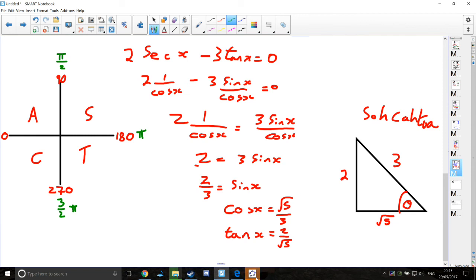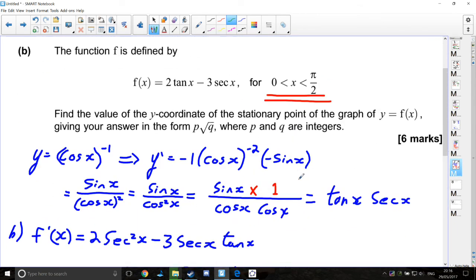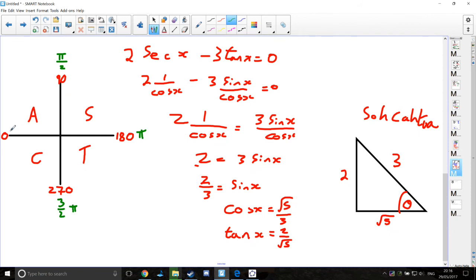So, go away. We've been told that x is between 0 and pi over 2. So, between 0 and pi over 2, all of the trig functions are positive. These are both positive. I don't have to worry about the signs of these, they're positive. That's a bit of a side note, but we can go back to answering the question now, the y coordinate.